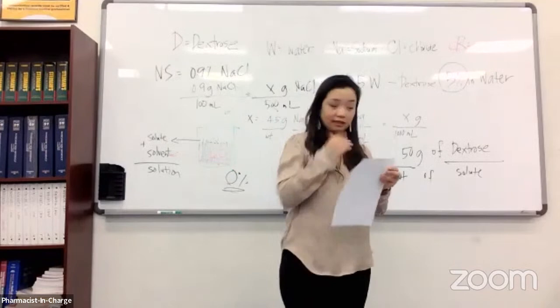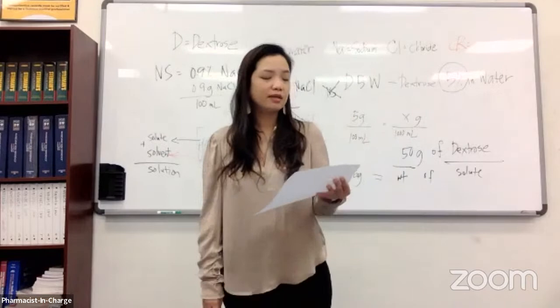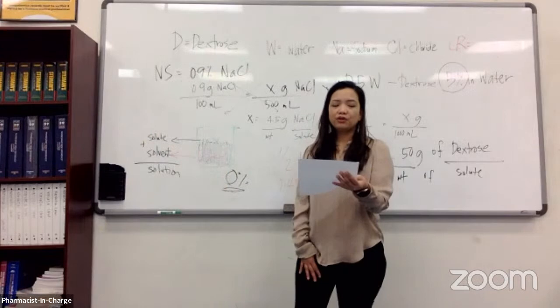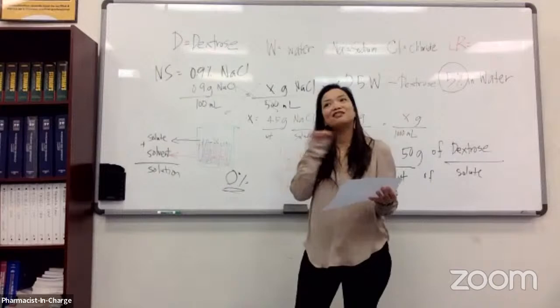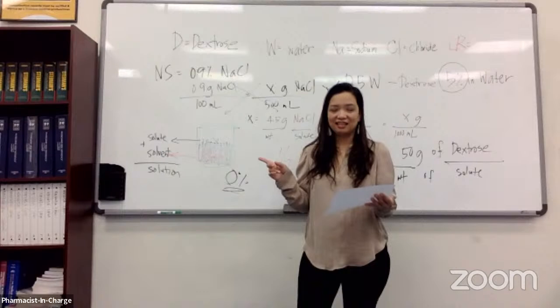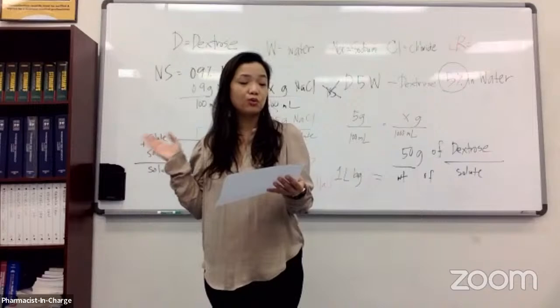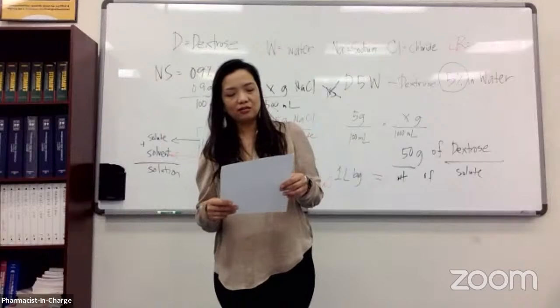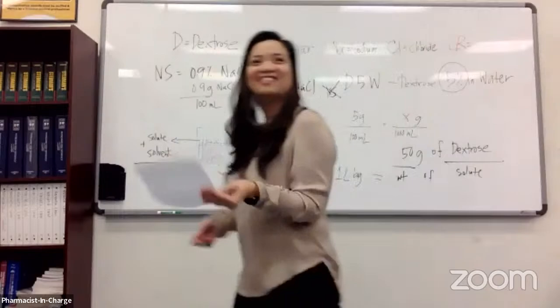Number 2, Valentina. How many grams of sodium chloride are in a 250 ml bag of half normal saline? 1.13 grams of blank, because you can have that right, but if the second blank is wrong, then you're wrong. It has to be NaCl, not NS. I can't stress that enough, okay? So if you did 1.13 grams or 1.125 grams of NaCl, you are correct.